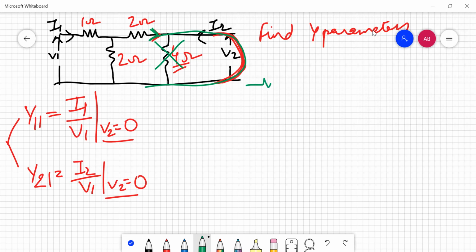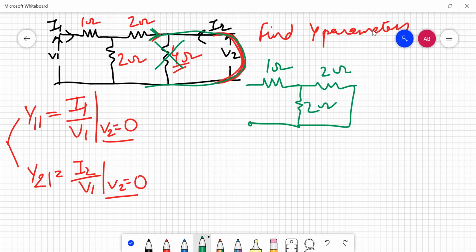Mind it, if for all your parameters you draw the circuit again and again, when you are shorting one side of the port and then the other one, there are fewer chances that your numerical is going to go wrong. So this is 1 ohm, 2 ohm and 2 ohm. So here you get your V1 and here you get your I1.